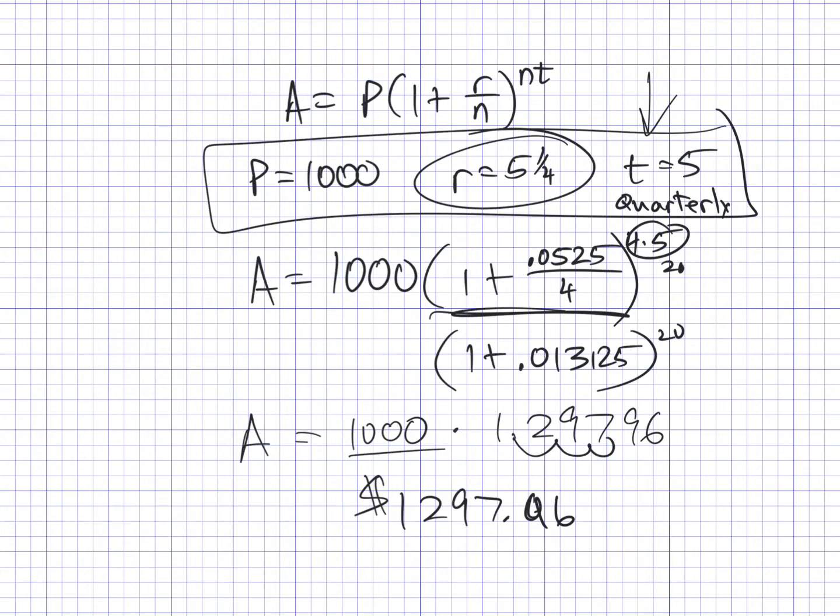So $1,000 invested at 5.25%, compounded 4 times a year for 5 years, gives you almost $300 in interest. Not bad, but it could be better. All right, and one last thing for this class.